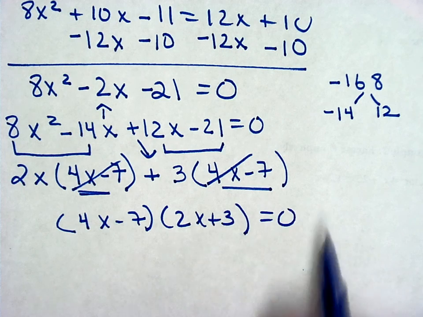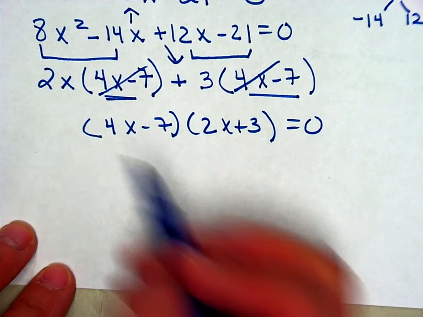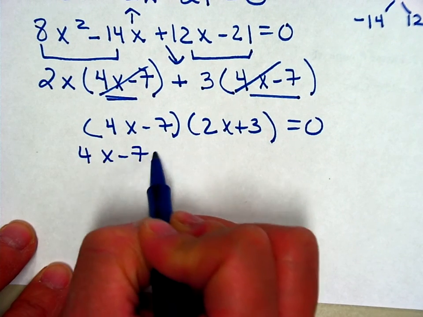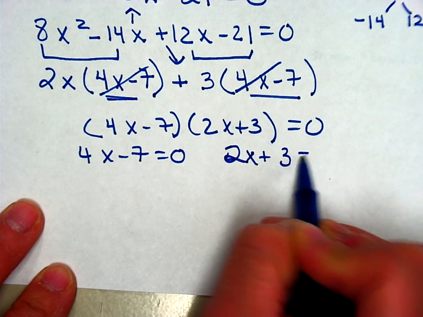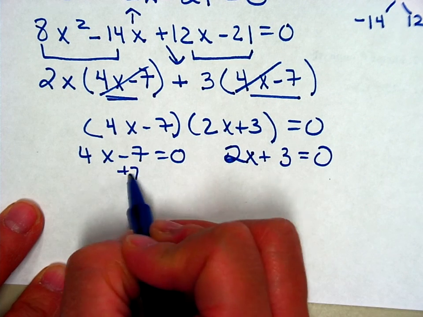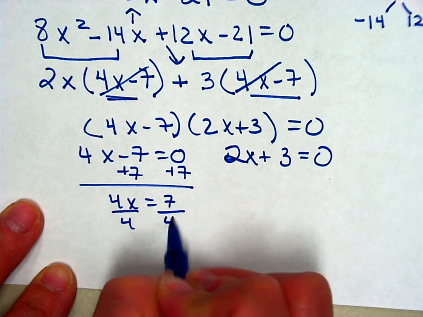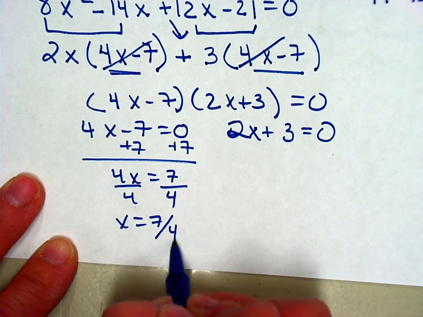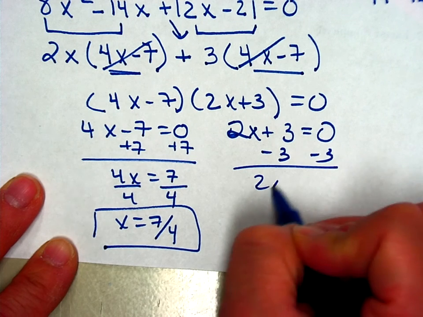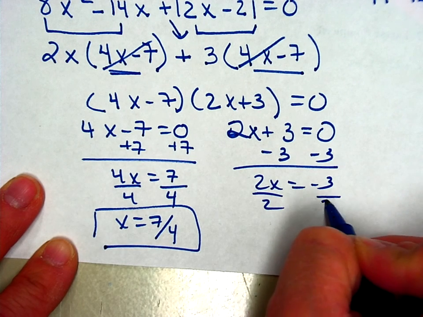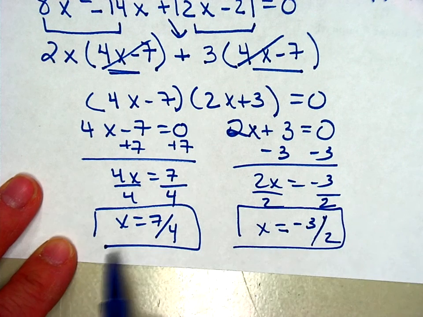So this is in factored form, but we need to finish the problem, solve for x. So you just take each factor and set it equal to 0. So you're just trying to get x by itself now. So add 7, and then divide by 4. So x equals 7 over 4 is one answer. The other one is minus 3, divided by 2. So x equals negative 3 over 2 is your other solution. So these are my two solutions.